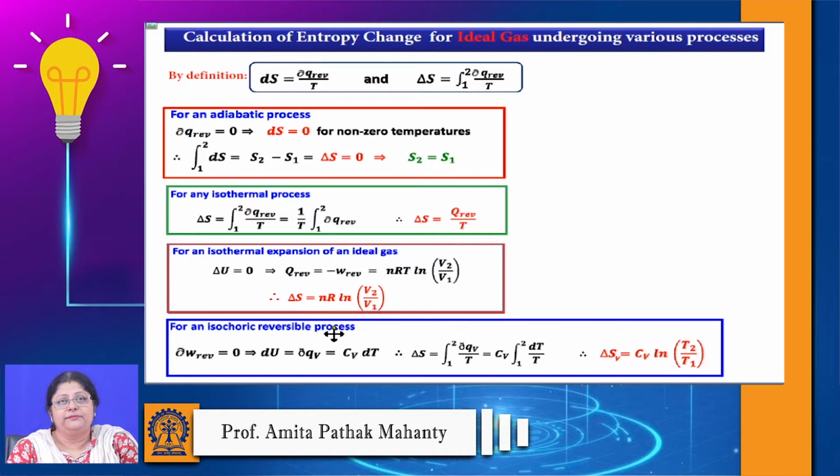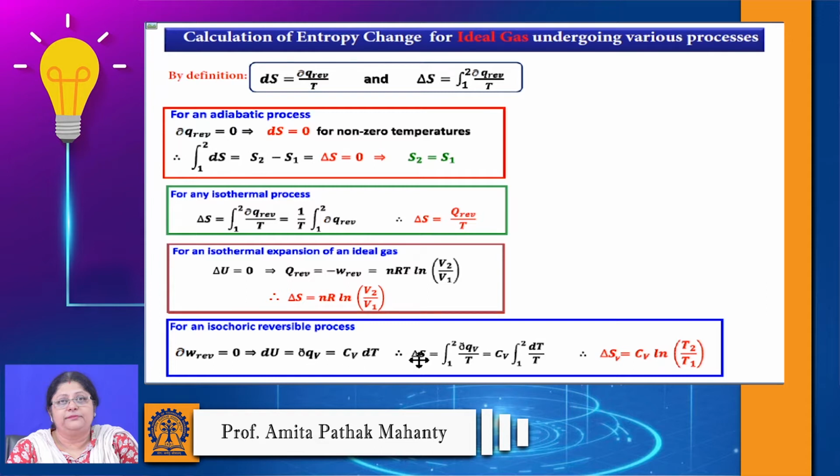When we had an isochoric process, W is equal to 0. You have no volume change. Isochoric means volume is constant. So for the isochoric process, the work is going to be 0, and the internal energy change will be equal to the heat transferred at constant volume, and that is nothing but CV dT.